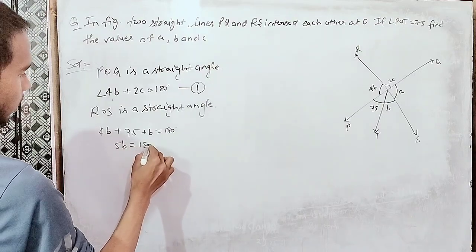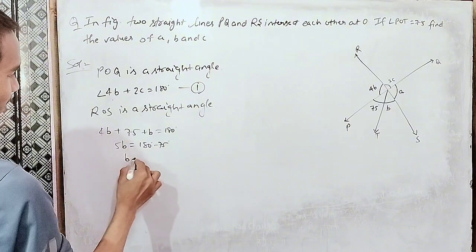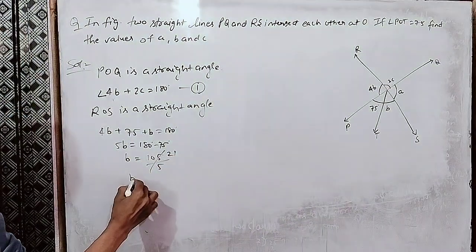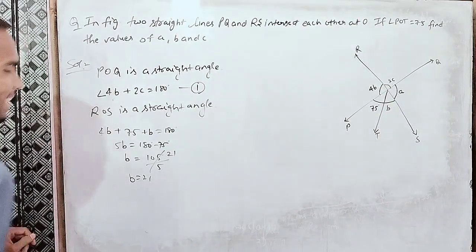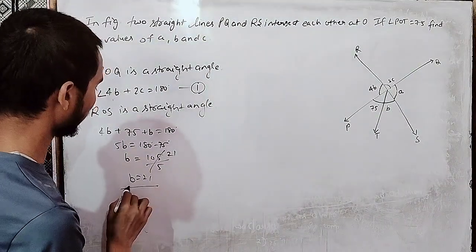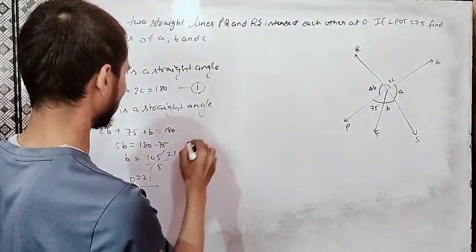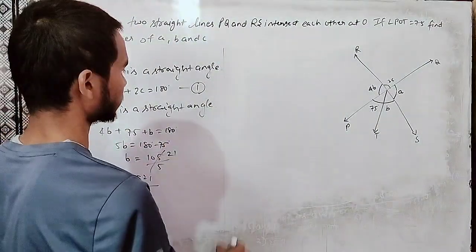5B is 180 minus 75, so B is 105 upon 5. B is 21. Okay, B is 21. Now we can put this value of B in equation number 1.